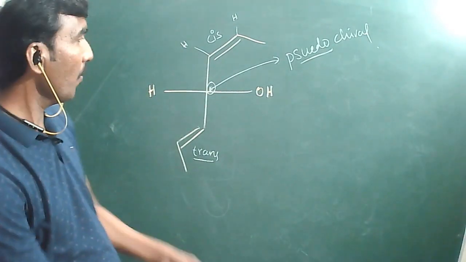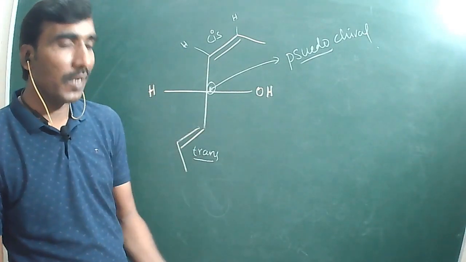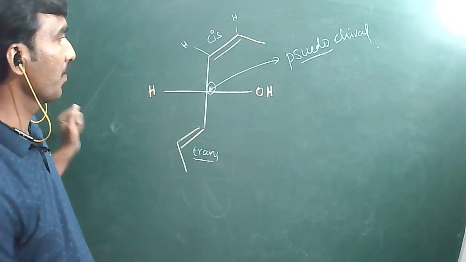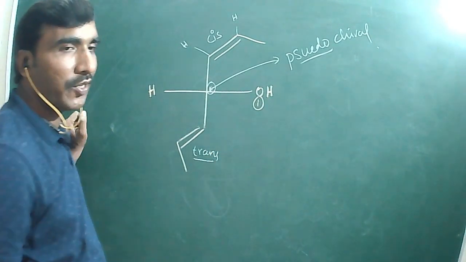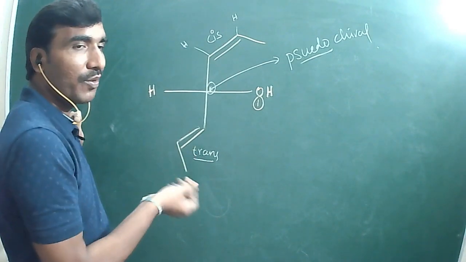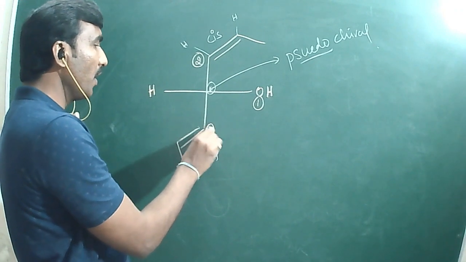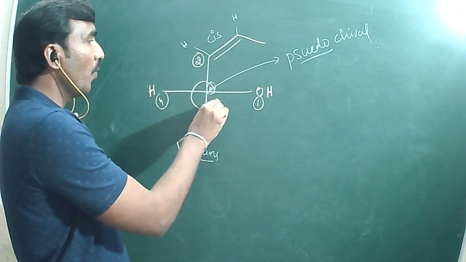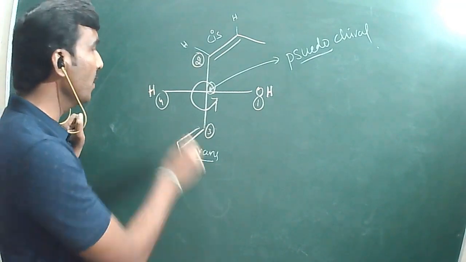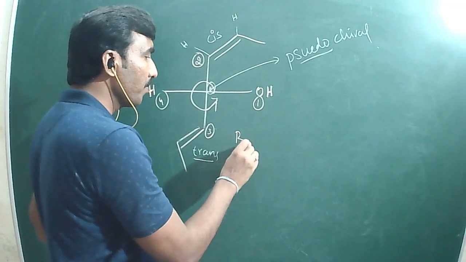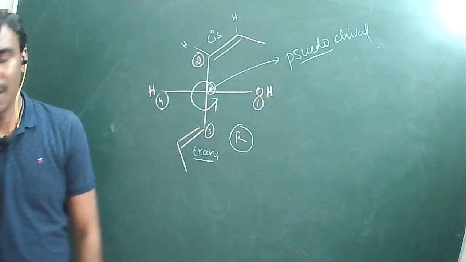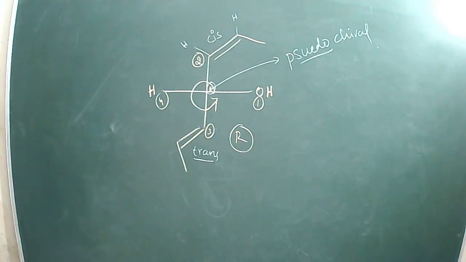Understood? Now, if you want to give the RS nomenclature for this, what to give? Tell me. First priority, no doubt, OH. Now, second priority, both are same, no? To whom we should give? Cis will get second priority. Third priority and fourth priority. 1, 2, 2, 2, 2, 3. Anti-clockwise, but the least priority group is on the horizontal line. Understood? When cis and trans are in competition, what we should give? Cis we should give.